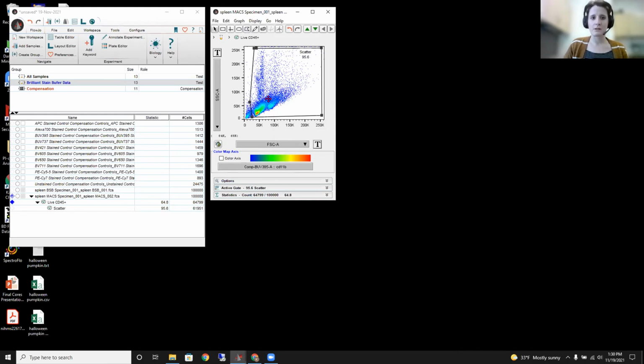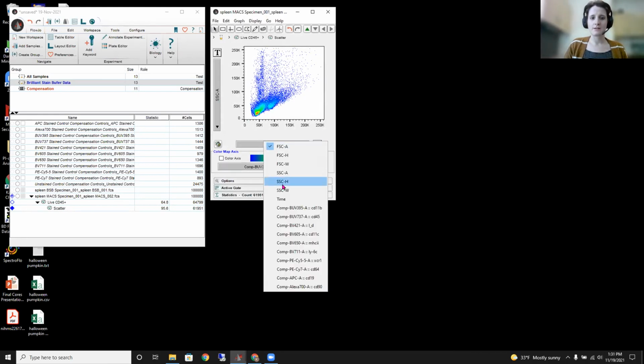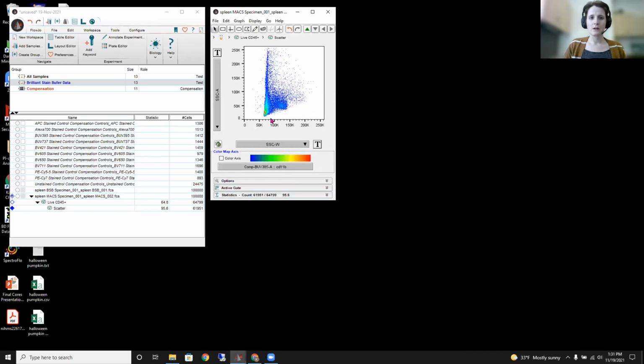I'm just cutting out some of this debris. I'm going to double click on that population, and then we're going to look at our single cells. So when looking at our single cells, we're going to plot side scatter width versus side scatter area. And you can see a really nice distribution of aggregates right there and our single cells right here.